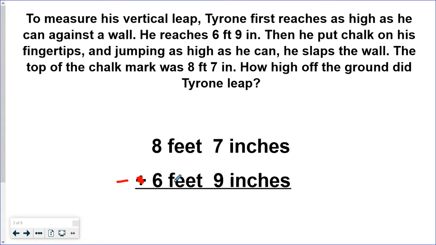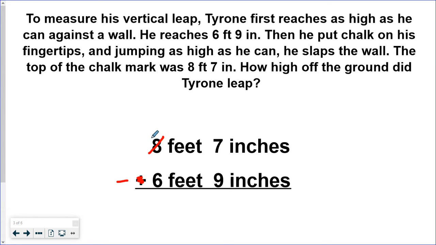So 6 feet 9 inches was his starting height. 8 feet 7 inches was the maximum height. We need to subtract these two to figure out how high he actually can jump off the floor. So I'm going to subtract my inches and I'm going to subtract my feet. Now already I see that I have a problem here, because if I go 7 minus 9, I can't do that. You can't take a smaller number and subtract a bigger number from it. So what I'm going to do is I'm actually going to borrow from the feet.